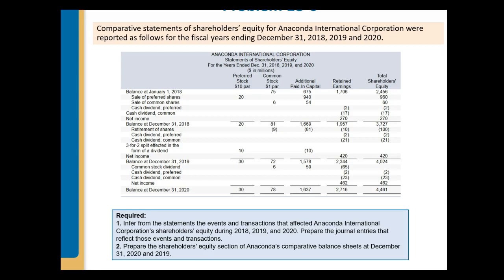Our job here is to infer from the statements the events and transactions that affected Anaconda International Corporation's shareholders' equity during 2018, 2019, and 2020. Prepare the journal entries that reflect those events and transactions, and then finally prepare the shareholders' equity section of Anaconda's comparative balance sheets at December 31st, 2020 and 2019.